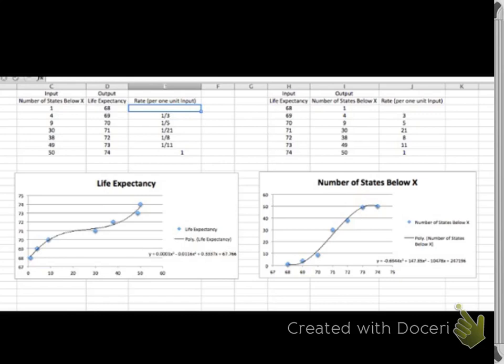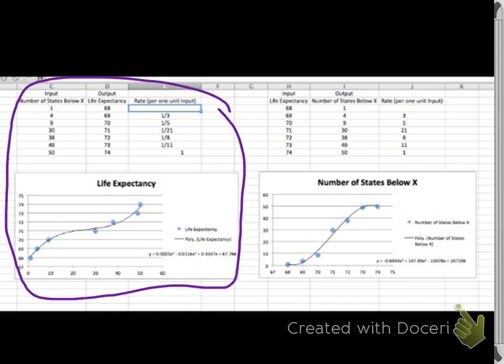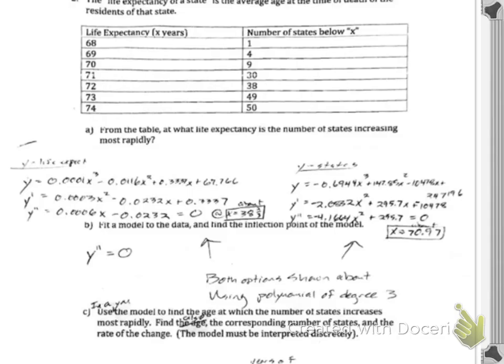The big key is there are two ways you could set up this life expectancy data. You could do it with your input being the number of states, or you could do it with the second version where the input's the life expectancy and the output is the number of states. It's hard to know which one's which, but if I go back to the original question on the second page of the sheet, it says, from the table, at what life expectancy is the number of states increasing most rapidly. Just that phrasing right there is saying at what life expectancy is number of states increasing most rapidly.